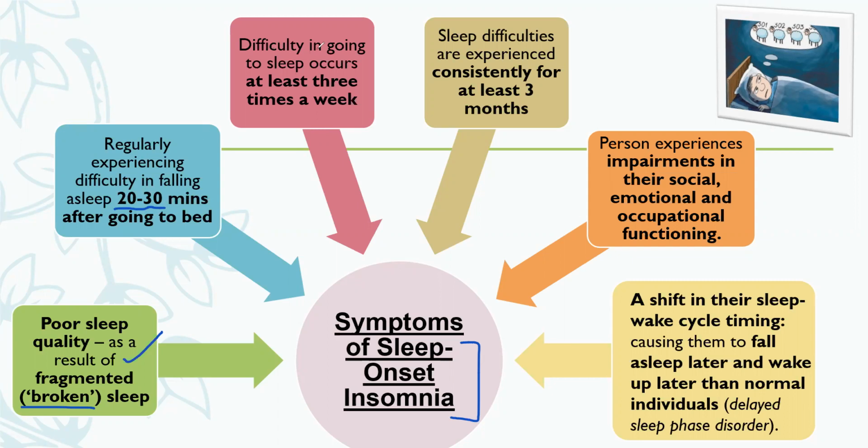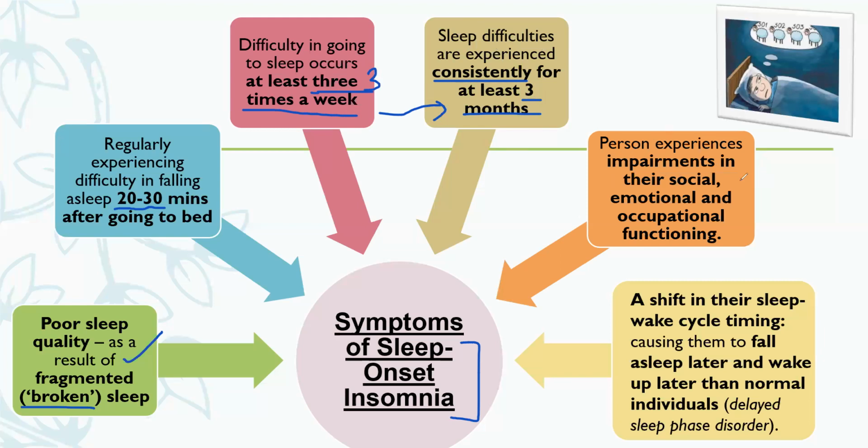Okay, difficulty in going to sleep occurs at least 3 times a week, so it's not just a one-time occurrence. It does happen 3 or more times a week. Sleep difficulties are experienced consistently, so on an ongoing basis for at least 3 months. So remember, at least 3 times a week for at least 3 months. So 3, the numbers are the same.